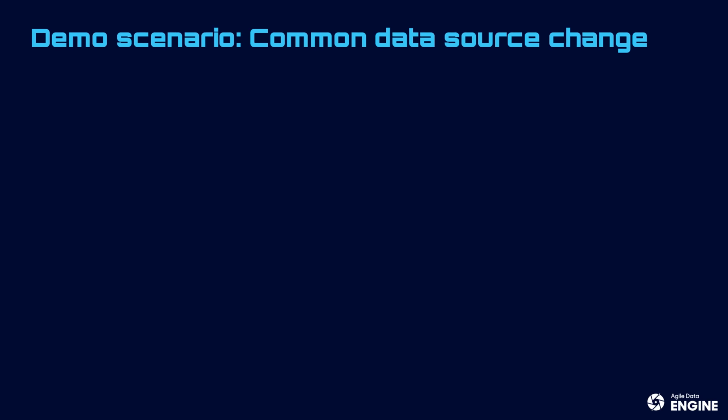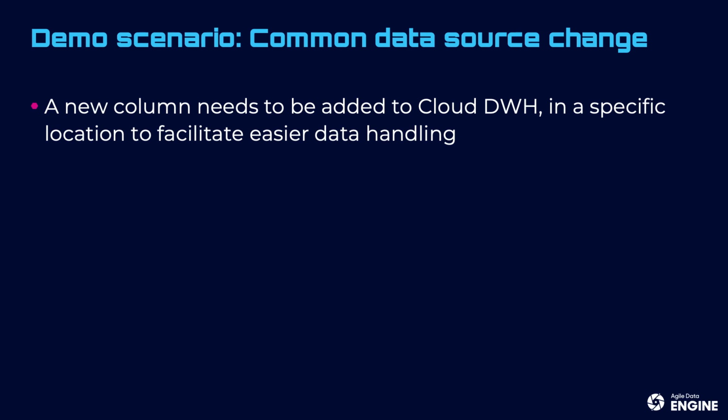Today, we want to demonstrate a scenario that data engineers are all too familiar with. Schema changes in a data warehouse and publishing layer due to updates in the data sources. What we want to show specifically are two things. A new column needs to be added to the data warehouse and data loaded.